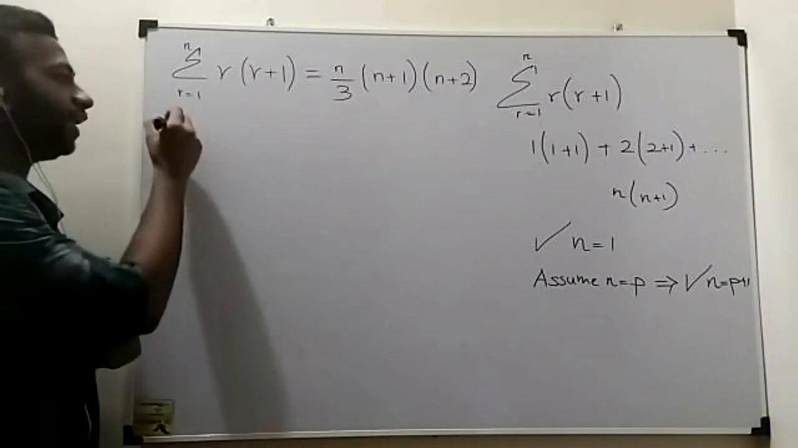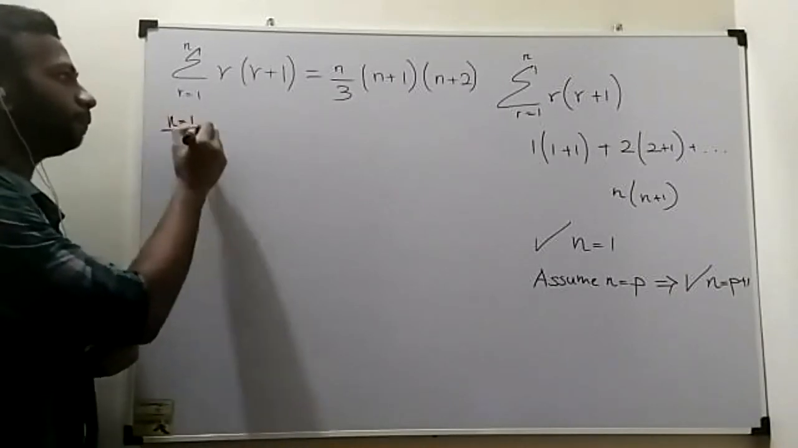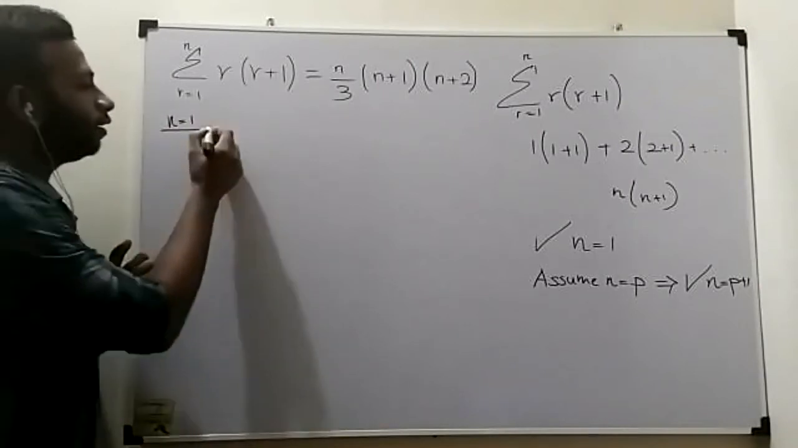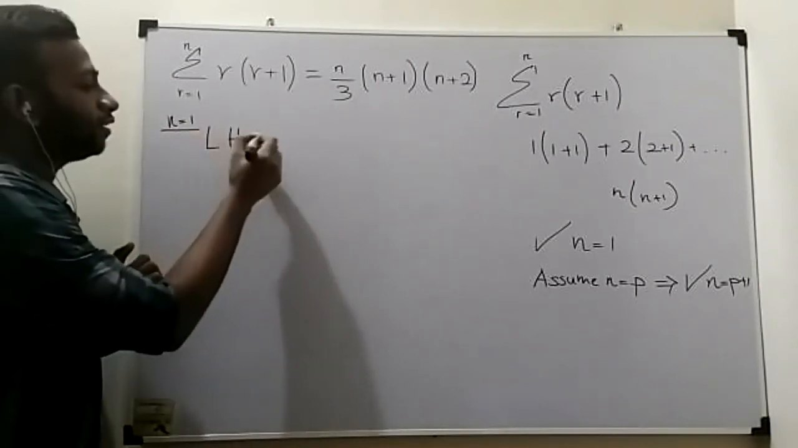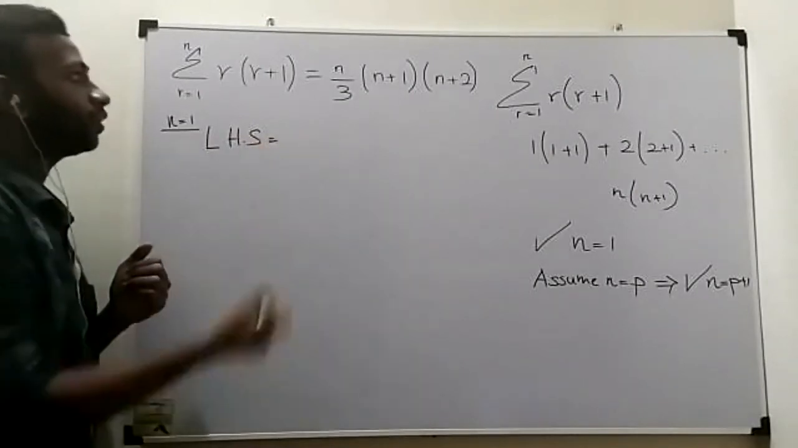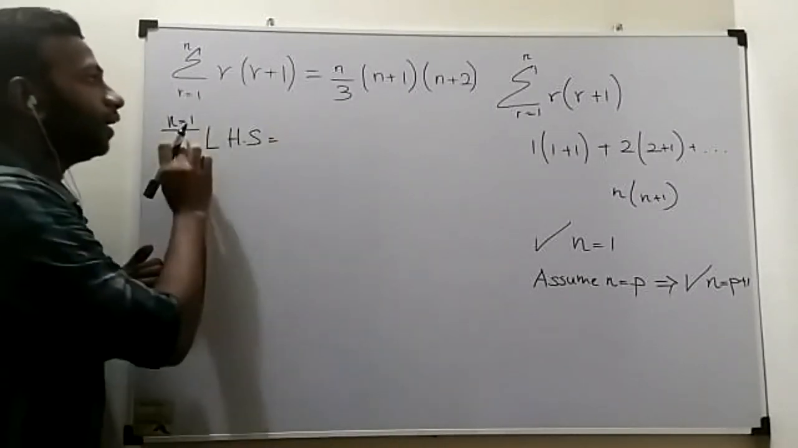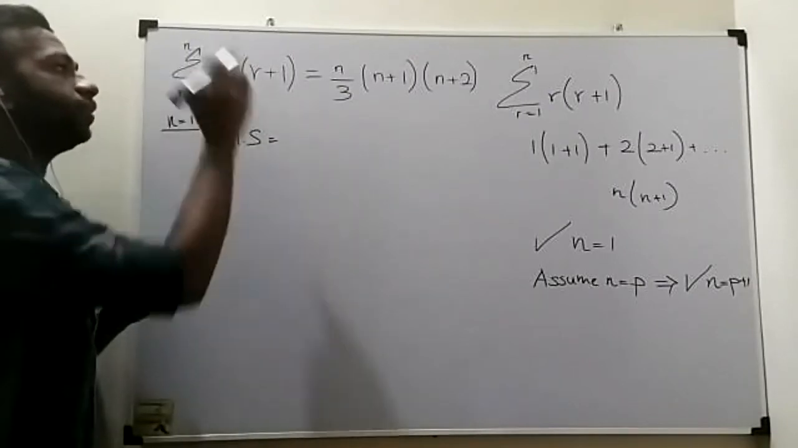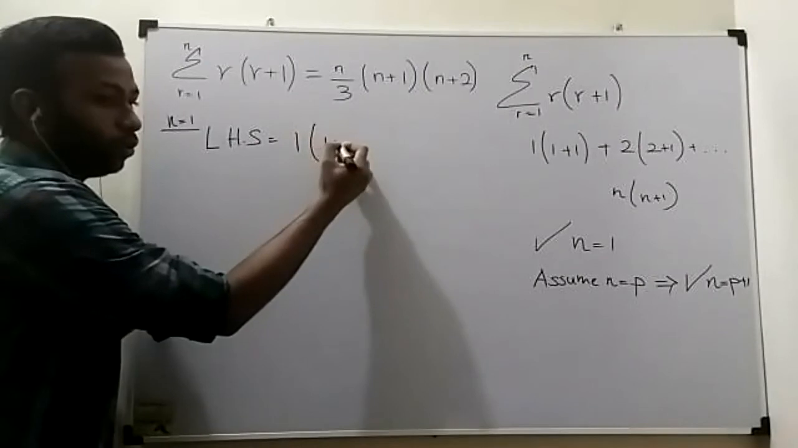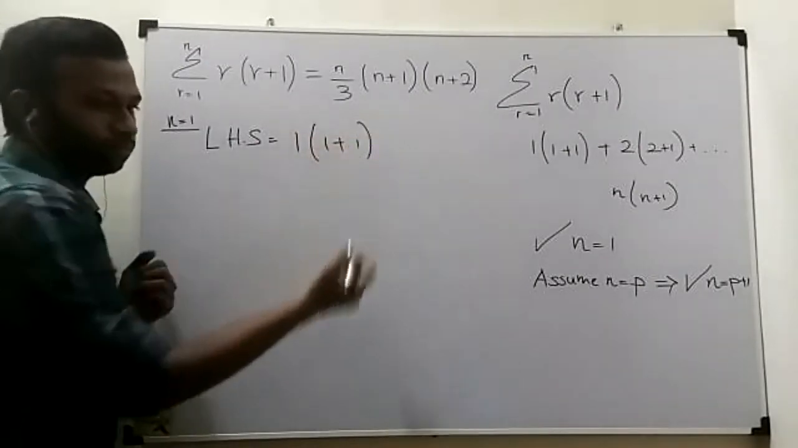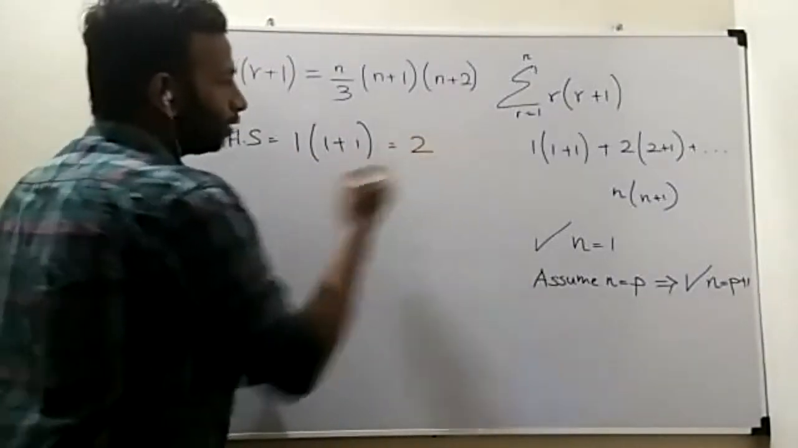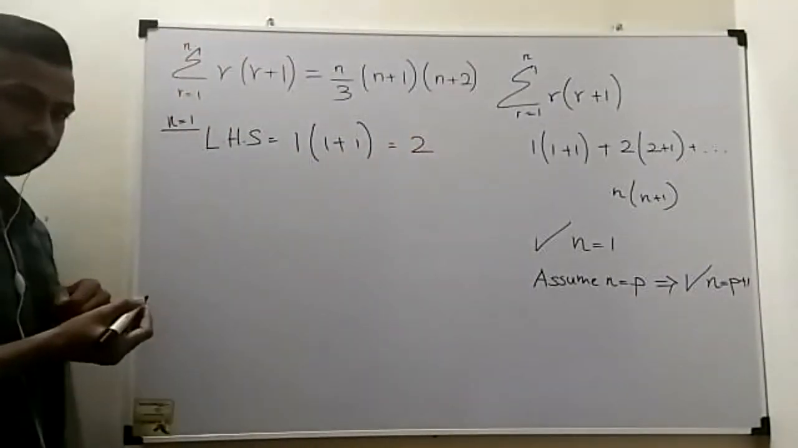Step 1 is when n is equal to 1. So first you take the left hand side. LHS stands for left hand side. So when n is equal to 1, you go from 1 to 1. That means there's only one term. The first term is 1 into 1 plus 1. So the answer would be 1 plus 1 is 2. The answer is 2.